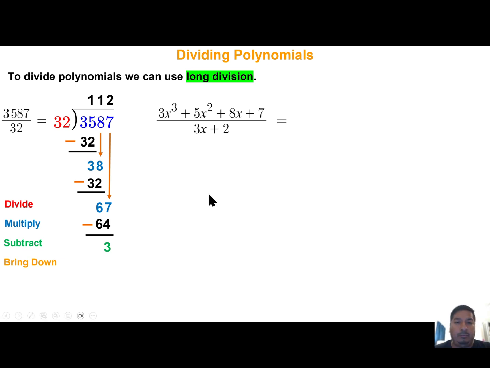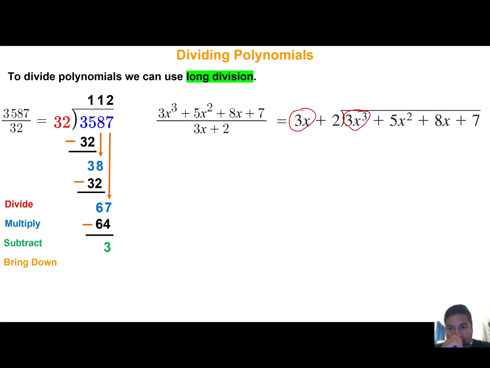We have a 4-term polynomial, the numerator, and the denominator, we have a binomial. Make sure you write the 3x plus 2 on the outside. The denominator goes on the outside. So when we divide polynomials, you first want to focus in on just the first 2 terms. You want to divide, so how many times does 3x go into 3x to the power 3?